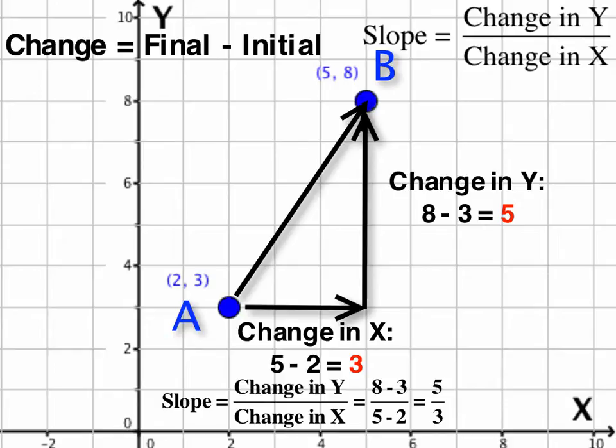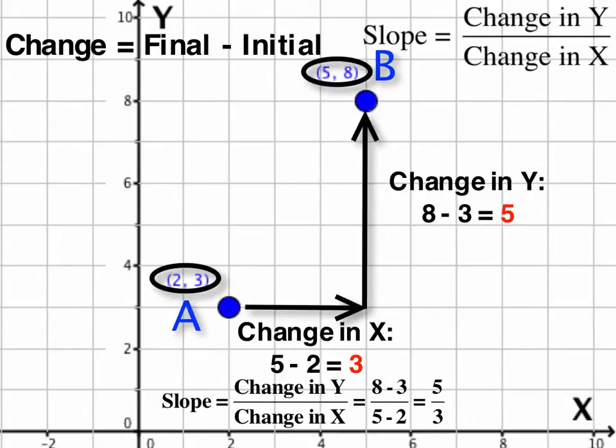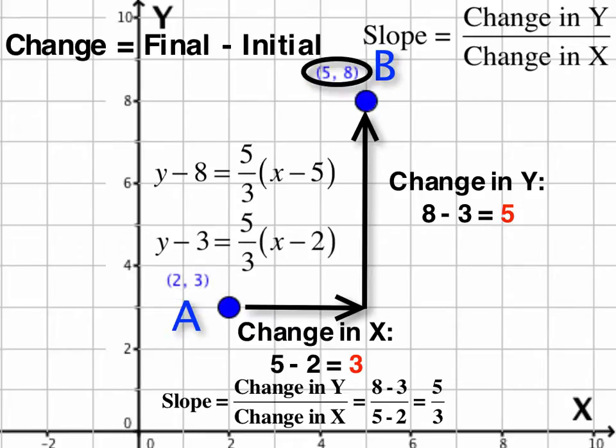Now that we have the slope, all we need to do is use that and either of the points to create our equation using the point-slope form of a linear equation. So the two options we have for the equation of our line is y minus 3 equals 5/3 times the quantity of x minus 2, or y minus 8 equals 5/3 times the quantity of x minus 5.